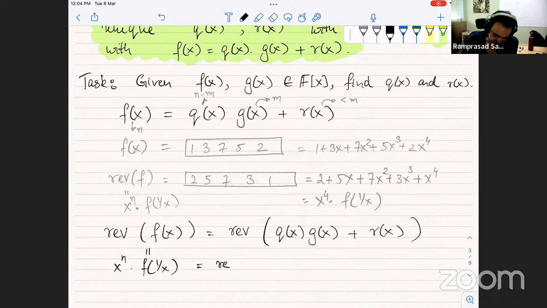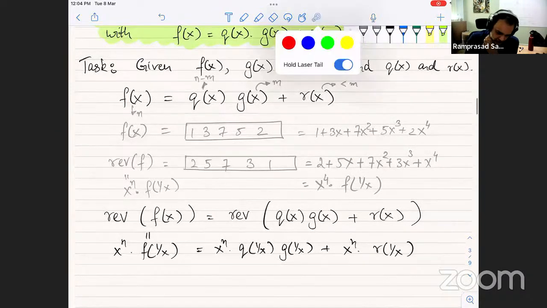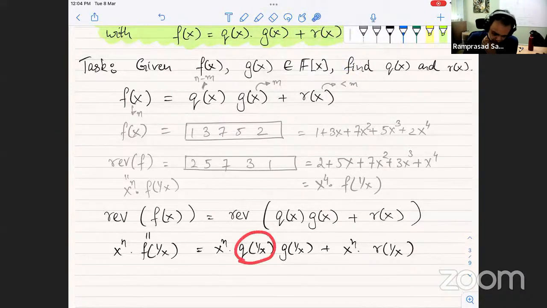So this is equal to, let's just compute this thing, which is x^n times q(1/x) g(1/x), plus x^n times r(1/x). I'm just syntactically applying this. The reverse of something means you replace x by 1/x and then multiply by x to the power of the degree. Okay.